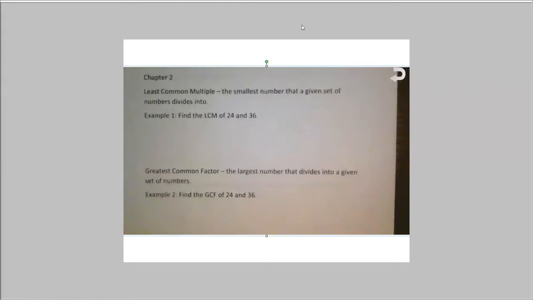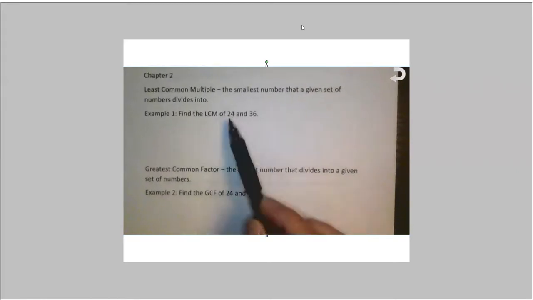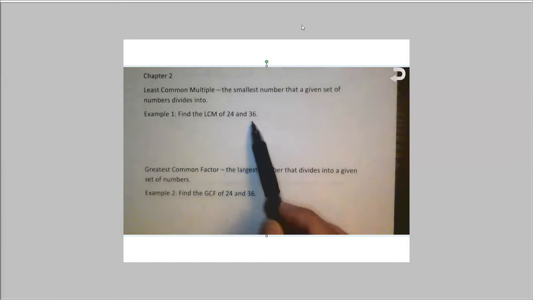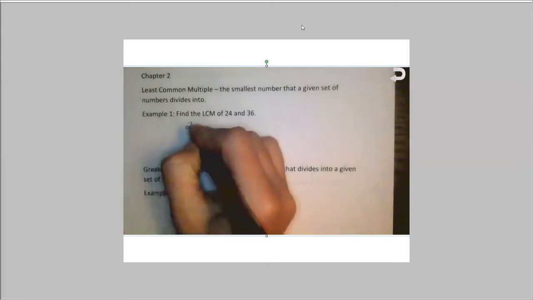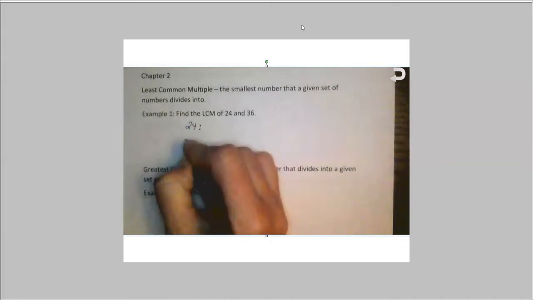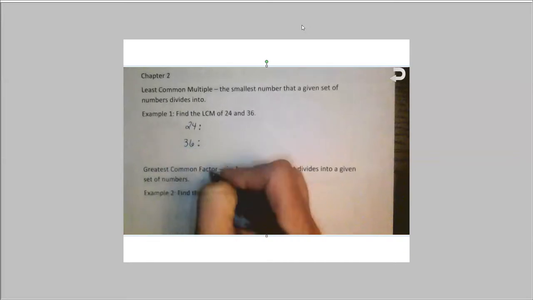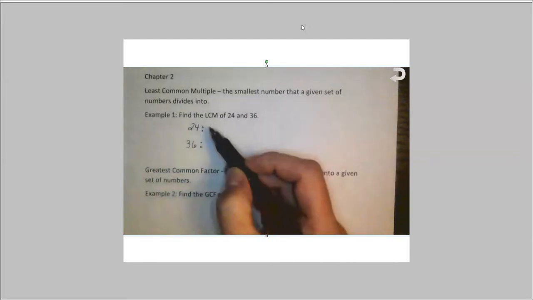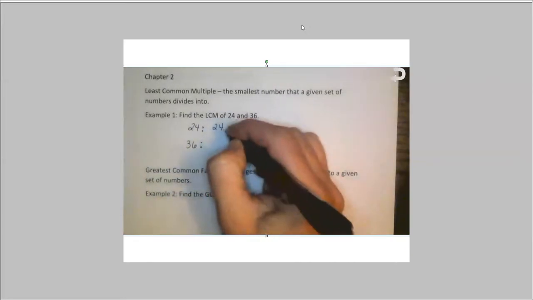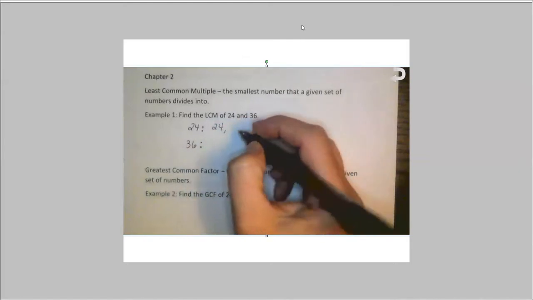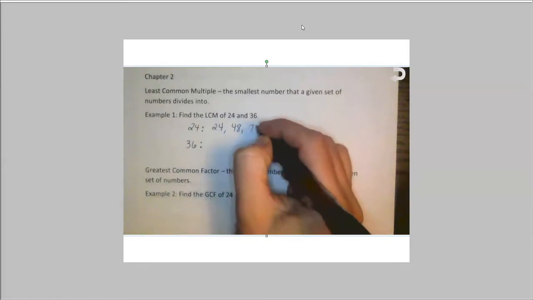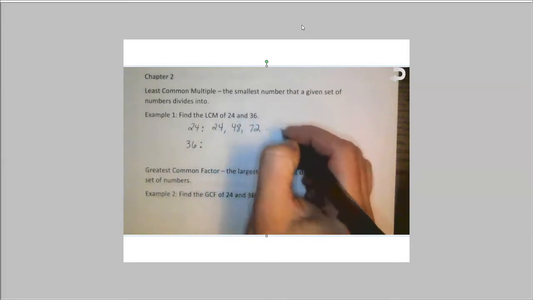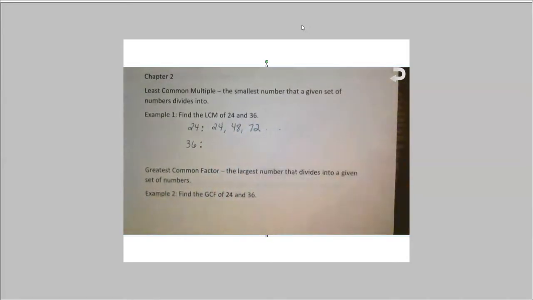So I want to find a number that 24 and 36 will both divide into. That's why we call it the least common multiple. So one way to do this is to take each of those numbers and to just begin listing multiples. 24 times 1 is 24. 24 times 2 would be 48. 24 times 3 is 72. And I can just keep going on endlessly.